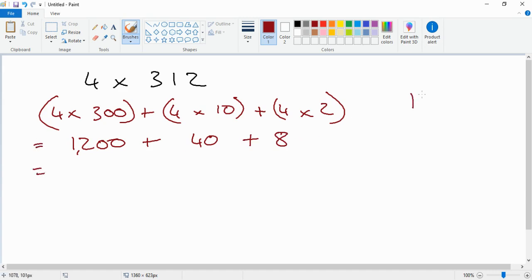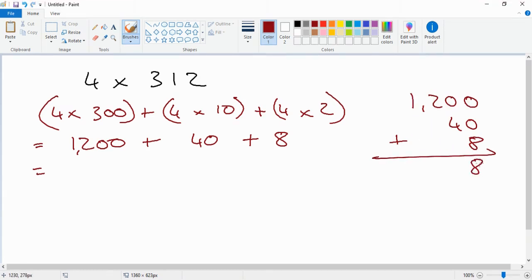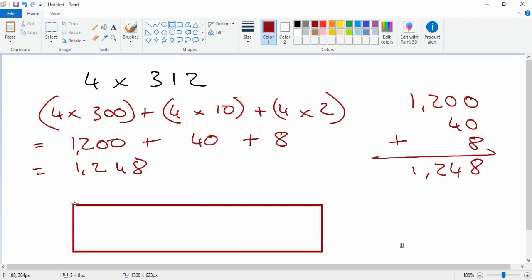Again, go to your rough work or piece of paper at the side, line them all up. Make sure you have all the ones, the tens, the hundreds, and the thousands in a line so you don't make a mistake when adding, and you do your addition. 1,248. Again, if it was as a visual, we're going to have 3 parts. 1 part for the hundreds, 1 part for the tens, 1 part for the ones.